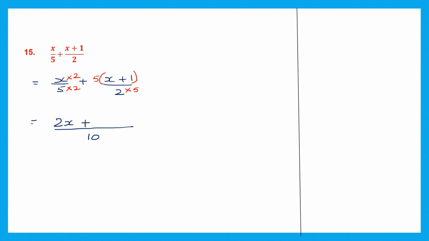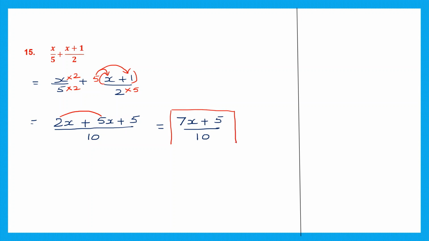So I write it here. When you multiply, first you multiply with this and then you multiply with this. So what do we get? 5 into x is 5x. 5 1s are 5. So this is what we have here. Let's simplify this. Now take only the x terms. We have here 2x plus 5x. Take only the numbers 2 and 5. 2 plus 5 is 7. 7x plus 5 divided by 10. So this is our final answer, 7x plus 5 by 10.